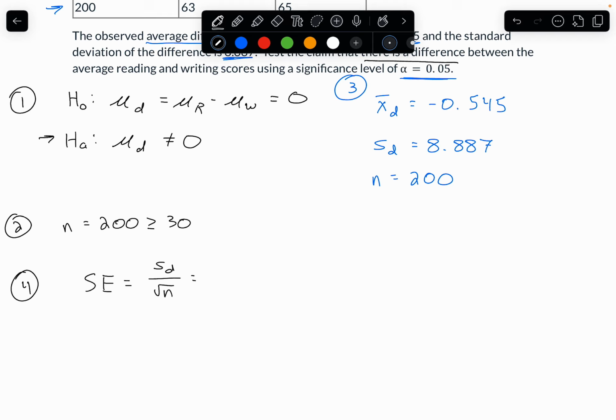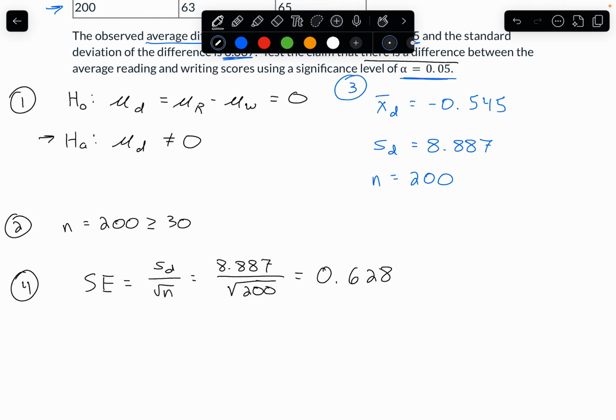So my sample standard deviation was 8.887 divided by the square root of 200. So let me go ahead and calculate that out real quick. 8.887 divided by the square root of 200. I ended up with 0.628. I'm going to go ahead and round to 3 decimal places here.